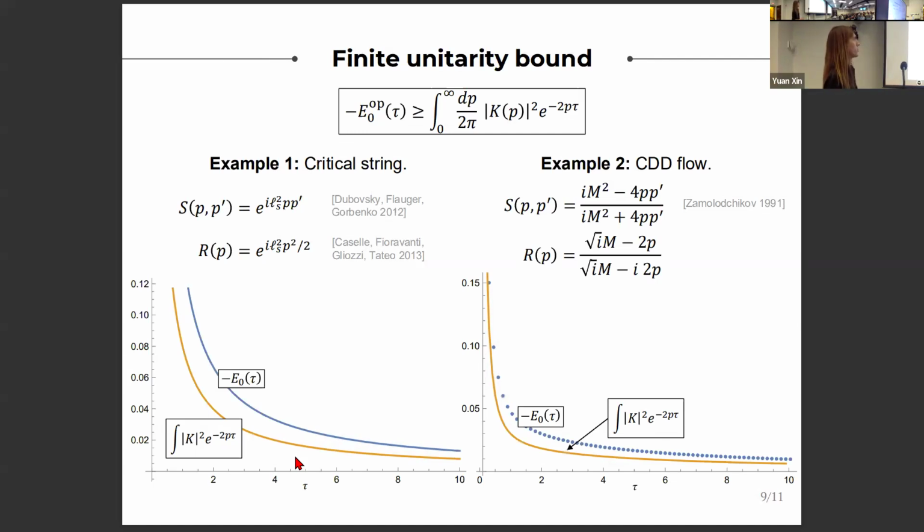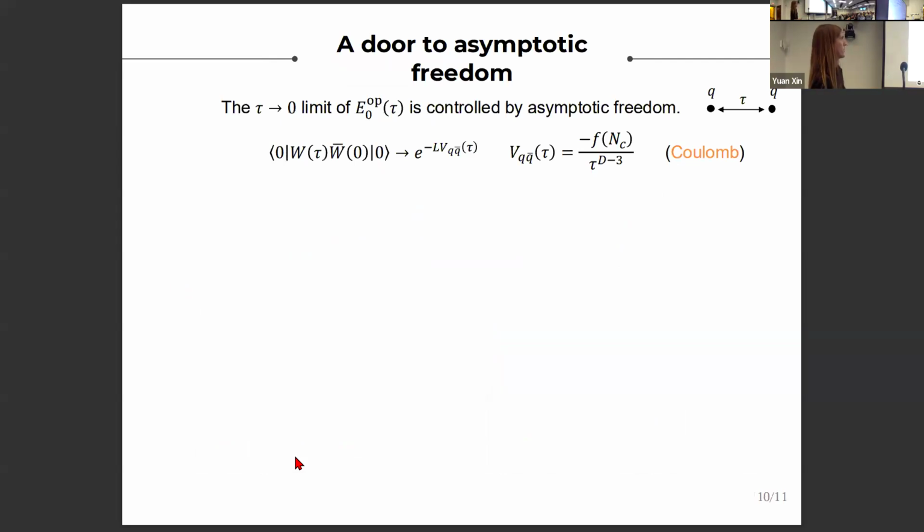Okay, so the jury's still out on this bound. We're working on trying to prove it, but at least these are very non-trivial evidence in favor of this conjecture. So what I want to discuss very quickly is why this is an extremely interesting result. And that's because the appearance of this object, the free energy, opens the door to asymptotic freedom. So I'll do that very quickly.